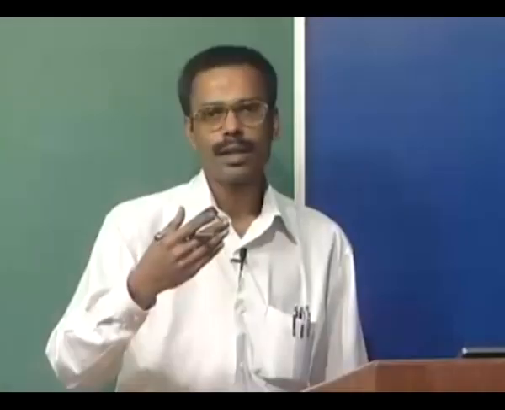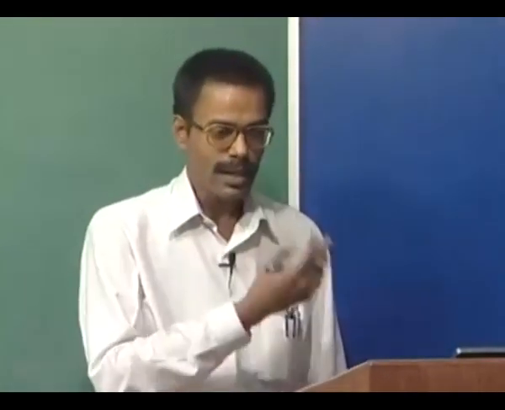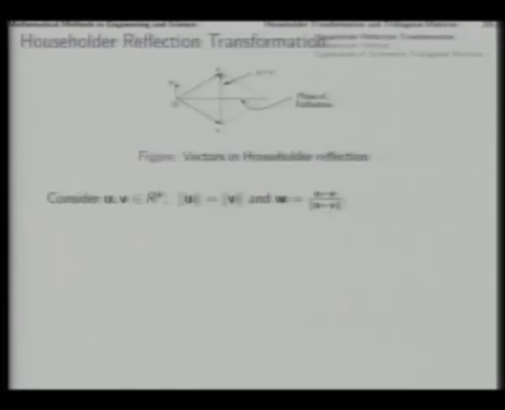First, we consider the Householder reflection transformation in a geometric sense, and then we work out how to find the Householder method for tridiagonalizing a given symmetric matrix, and next we see what to do with that resulting tridiagonal matrix, symmetric tridiagonal matrix. So, first consider this.